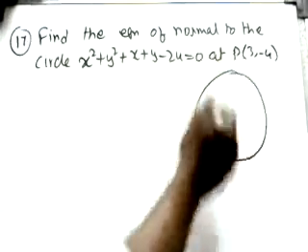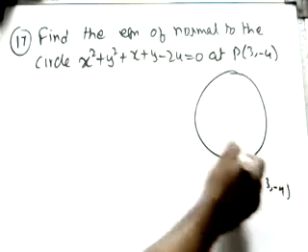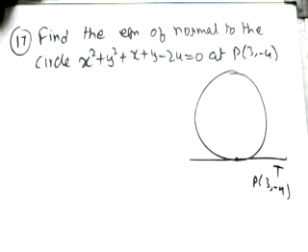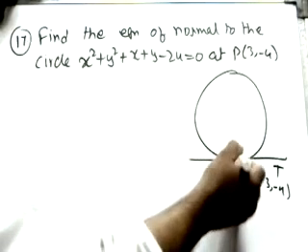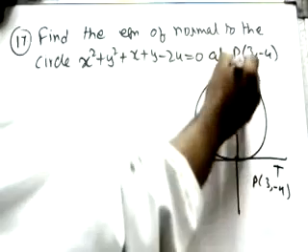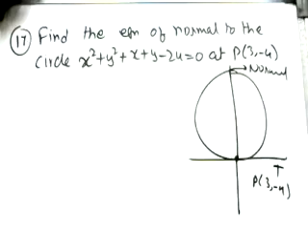Now see the next question. Find the equation of normal to the circle at the point. Suppose there is a point 3 comma minus 4. Suppose this is the tangent here. So we want the equation of normal at this point. So line perpendicular to tangent is normal.